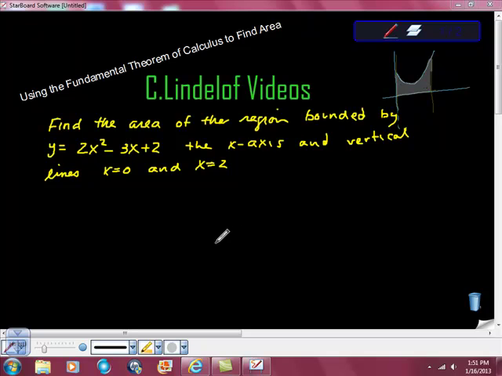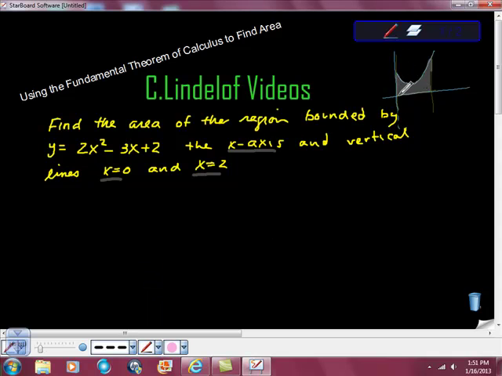All right, AP Calculus AB, using the fundamental theorem of calculus to find area. Here we're asked to find the area of the region bounded by the function y equals 2x squared minus 3x plus 2, the x-axis, and two vertical lines, x equals 0 and x equals 2. So what I've done so far is I started to draw a graph of this function.